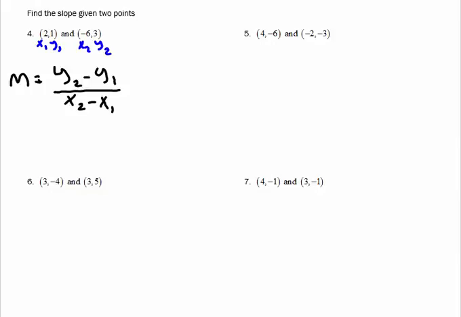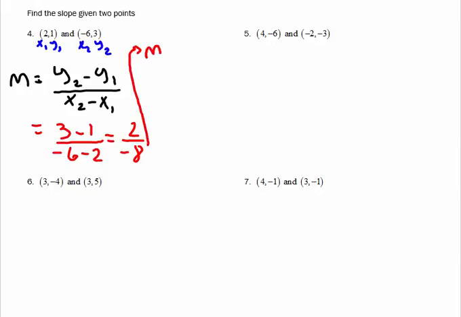Plugging in the points that we have, that would give us a 3 minus 1 all over negative 6 minus 2. On top, we'd end up with a 2. In the denominator, we'd end up with a negative 8. We need to reduce 2 over negative 8, and that would reduce to a 4th. Again, the negative's not allowed to be left on bottom, so our final answer will be negative 1 over 4.